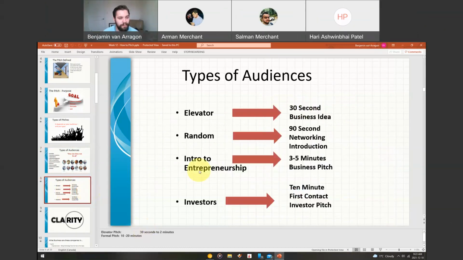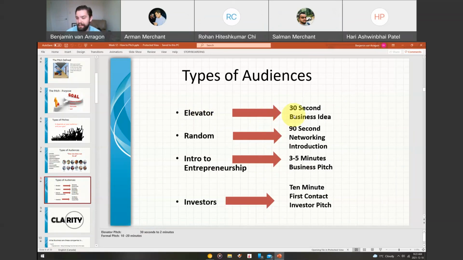Okay, so here's the different types of audiences and the different types of pitches that we would want to use for them. So an elevator pitch is literally like you're in the elevator for four floors while you go up together, and you want to pitch your business idea in that 30 seconds. So 30 second business idea.